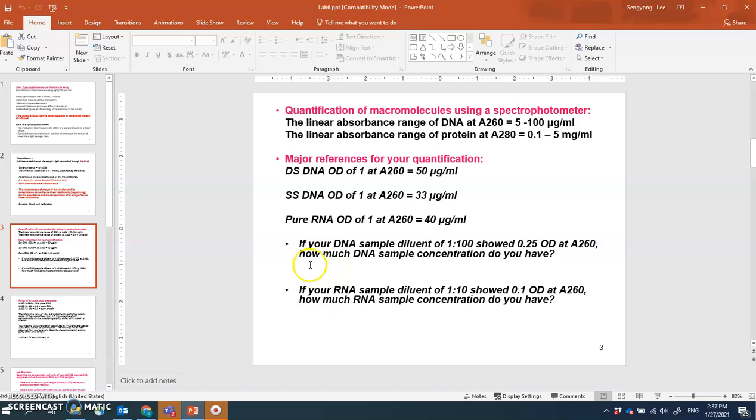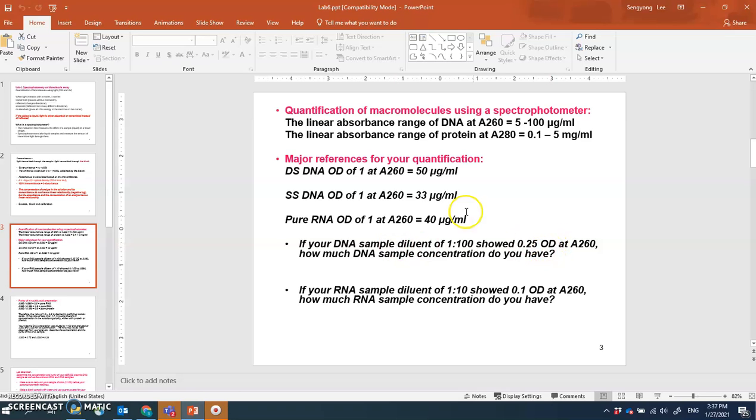If your DNA sample is diluted, 1 to 100 dilution, and when you do the absorption test at 260 OD, the absorbance value came out to be 0.25 OD, then how much of DNA sample do you have? So what it's asking is, you got 0.25 instead of 1. You have a DNA sample, it's double-stranded. Then how much DNA would you have?